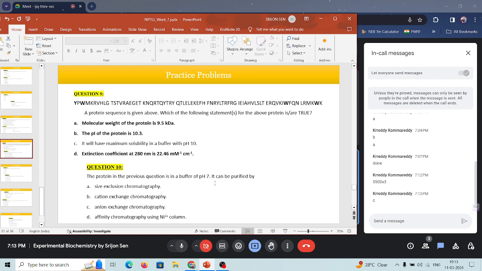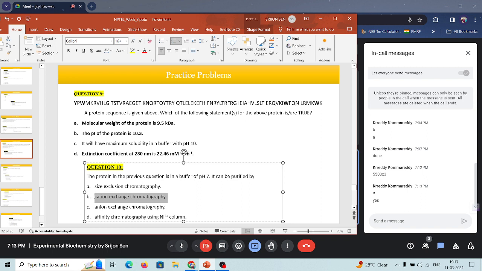See, what did I mention? The pI is 10.3 and the buffer is of pH 7. So your protein is positively charged. Hence, cation exchange chromatography has to be used to purify this protein. Right? So you can use cation exchange chromatography, and so C is wrong.